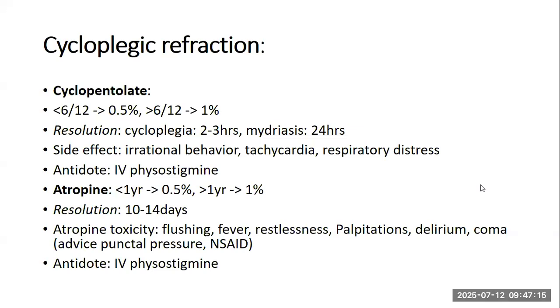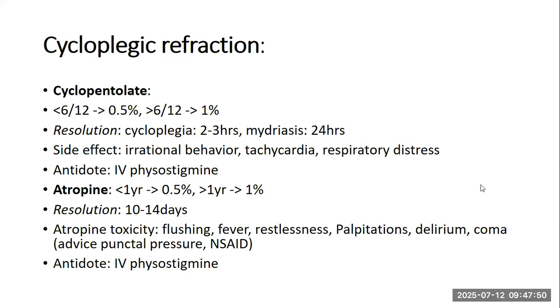You will also want to do a cycloplegic refraction, especially in children that you suspect, in fact in all children that present with squint, because we want to check for a refractive component of the squint. So we'll do a cycloplegic refraction. You could use cyclopentolate: for a child less than 12 months, you use 0.5%. For a child greater than 12 months, you use 1%. You use 1 drop every 5 minutes, and you expect cycloplegia in about 30 minutes.